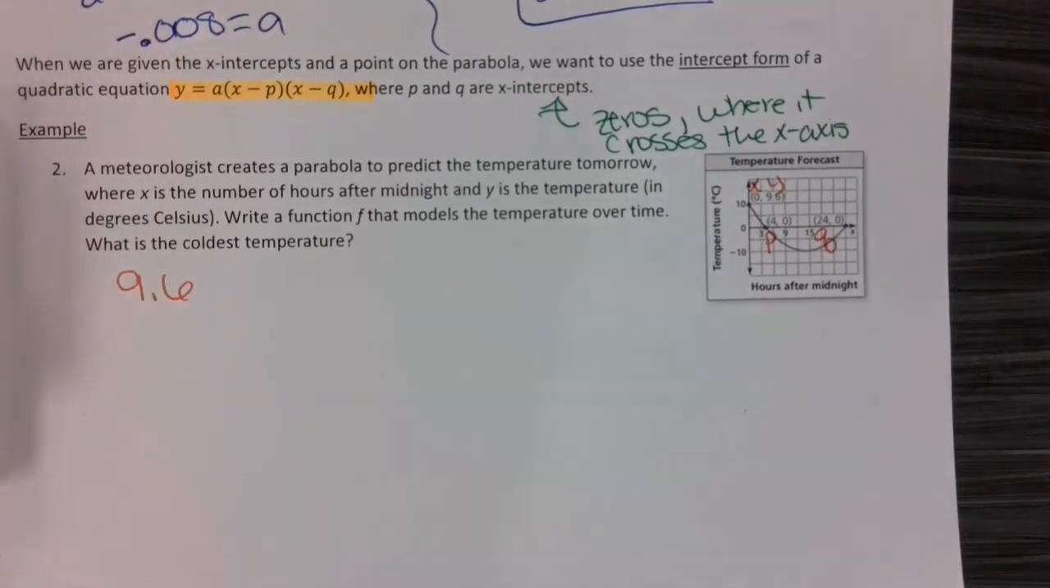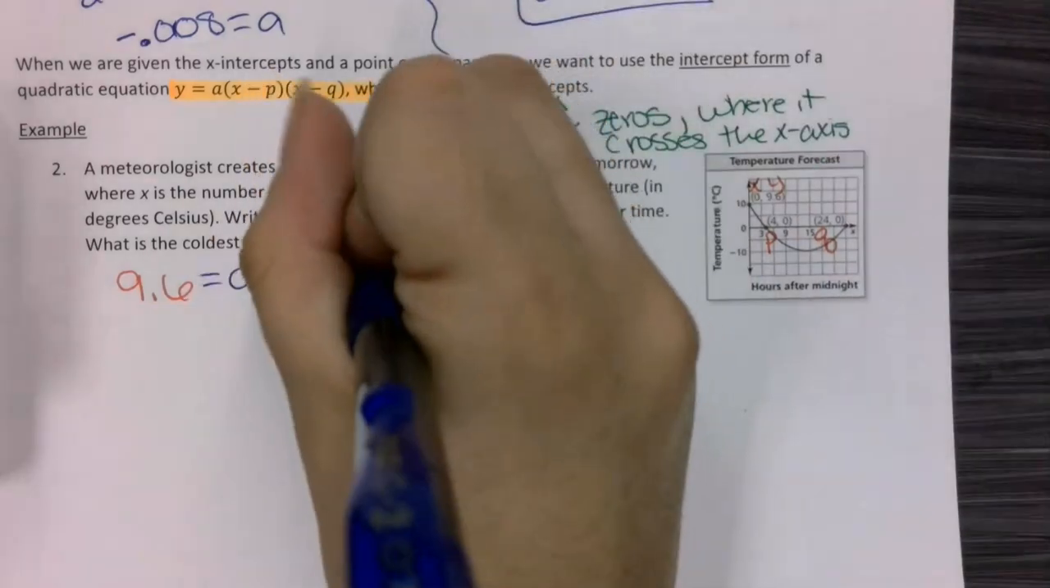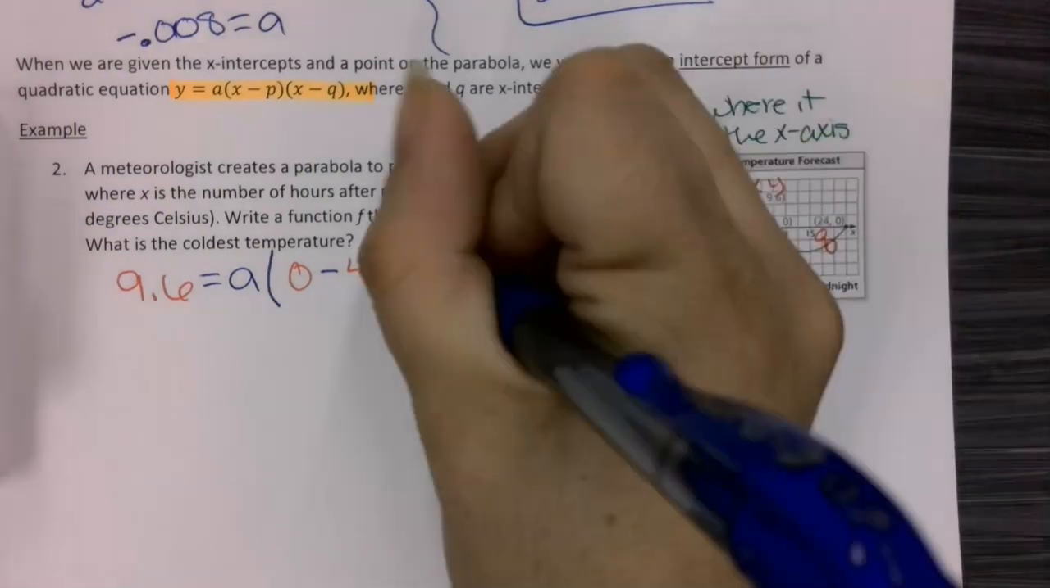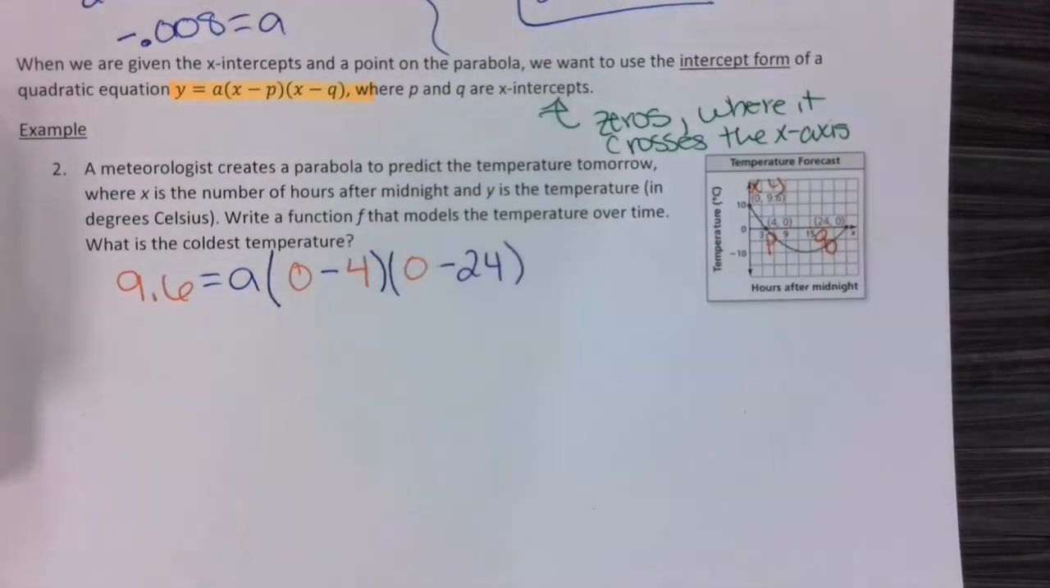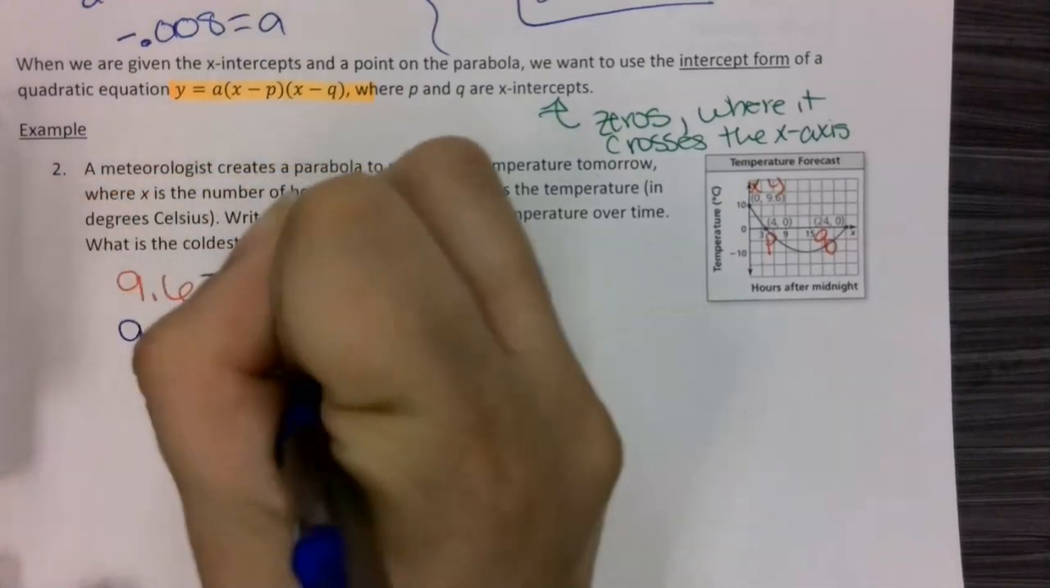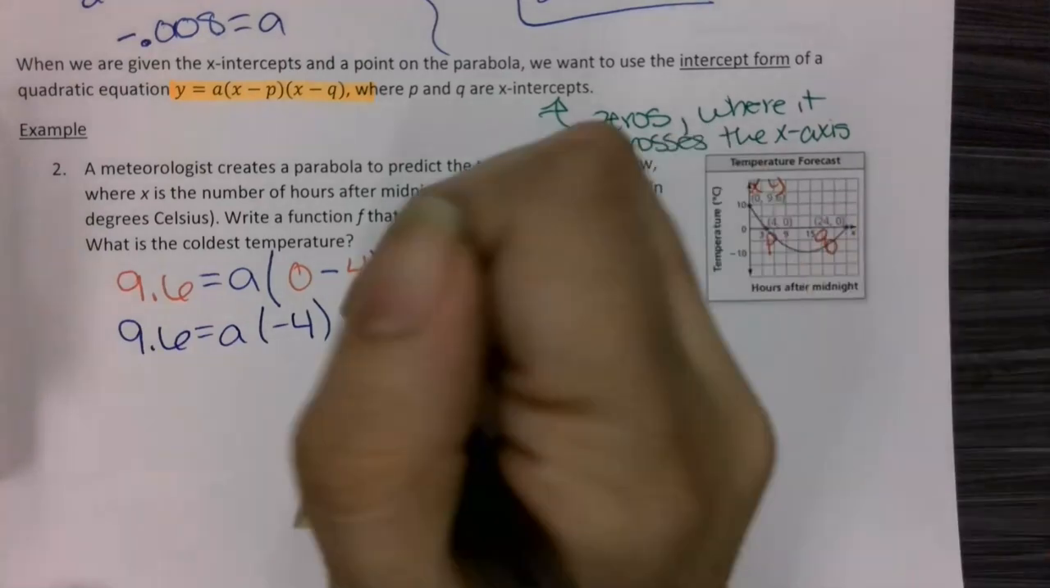So I have 9.6 equals a. My x value is 0. Minus is part of the equation. 4 is my p. It has x again, so I do 0. Minus is part of the equation, and then 24. So then what I want to do is solve inside the parentheses. 0 minus 4 is what? Negative 4. 0 minus 24 is negative 24.